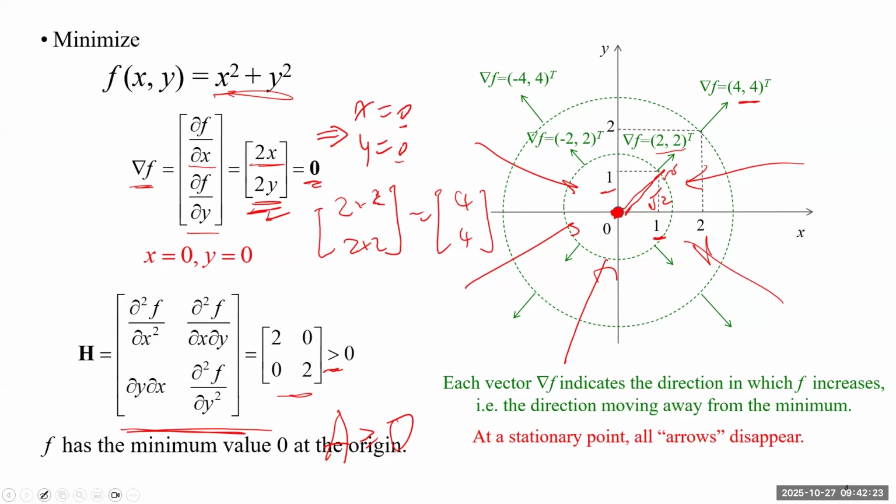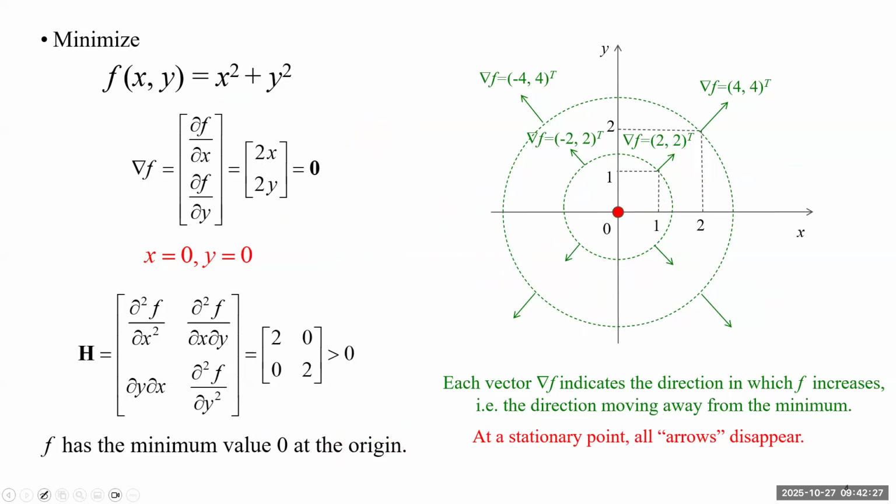With another more complex example. But for this simple case, f has only one local minimum point at 0. That's our origin. Okay, let's move to a more complex case.